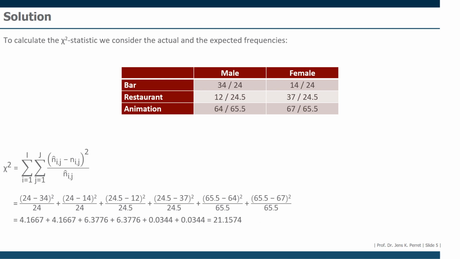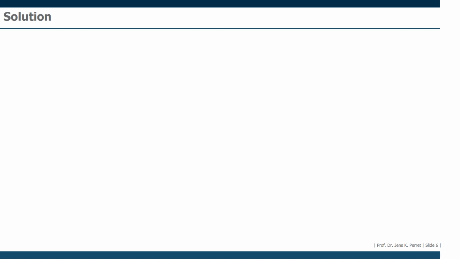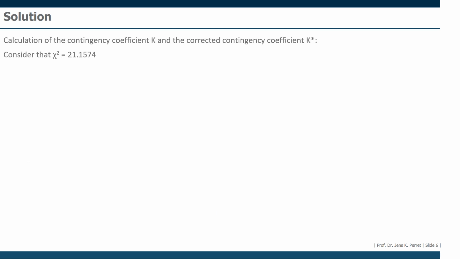Here we have different alternatives. One would be, for example, Cramer's V. We could be calculating the phi coefficient, or what we're going to do here is the contingency coefficient. So for the contingency coefficient and the corrected version thereof, we're going to use the chi-squared we just calculated, and then we're going to use the following formula. So chi-squared divided by chi-squared plus the number of observations. Number of observations here was 220, so we're going to divide the 21 by 21 plus 220, like this, and taking the square root thereof.